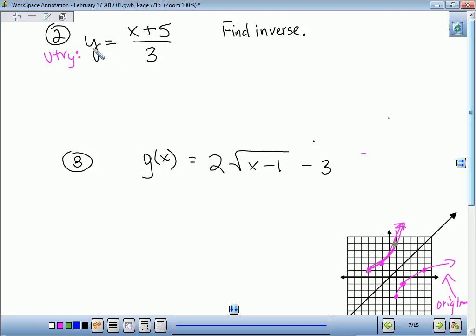Example 2 is a you-try, but it's the Friday before winter break, so I'm going to try it. So step 1, what do I do? Switch x and y. As long as you can tell me what to do, I know you can do it. Now what do I do? Solve for y. How do I do that? Multiply by 3. And then subtract 5. And then last step, throw in a little inverse notation.